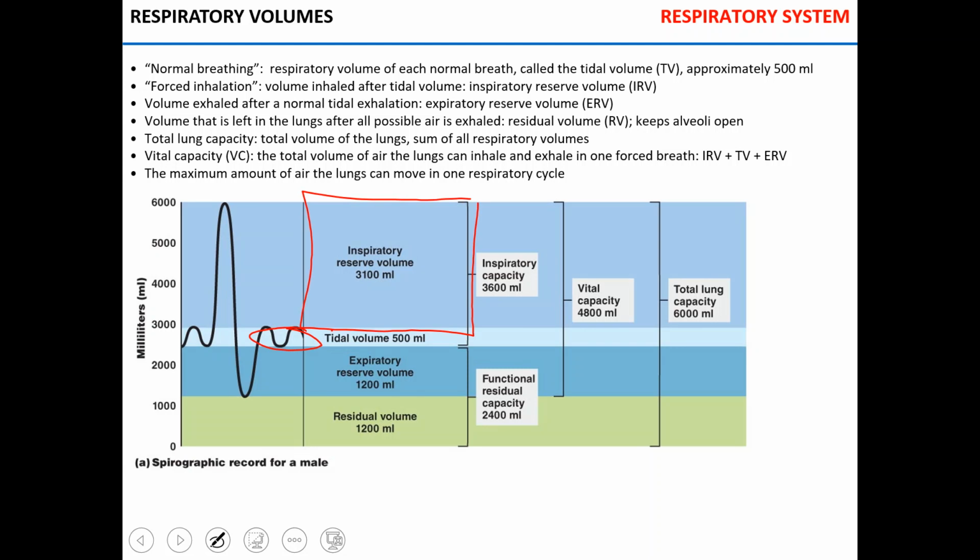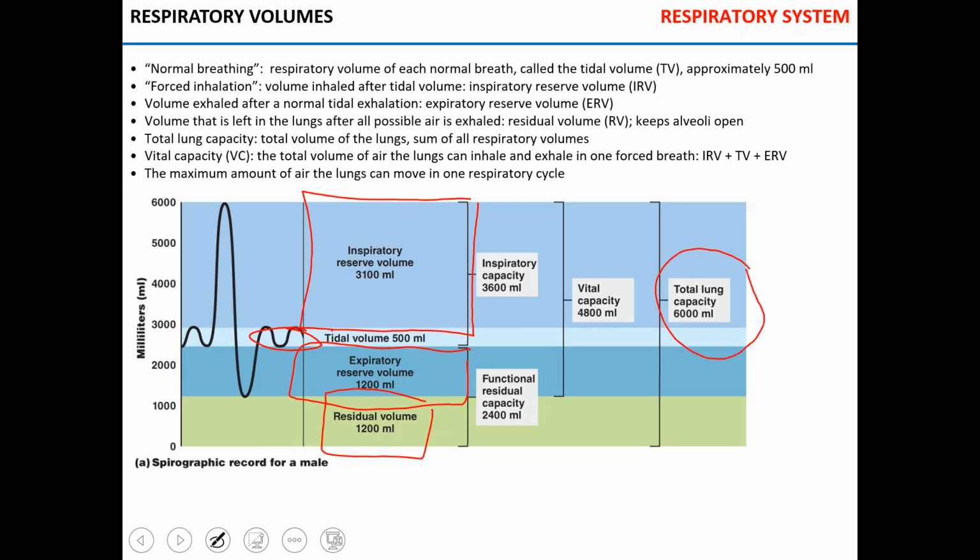Now, when you exhale, and then you try to exhale even more, the volume that you exhale after normal tidal exhalation is called expiratory reserve volume. There is always some air in the lung. That volume of air that always stays in your lungs is called residual volume. These four volumes form four lung capacities.